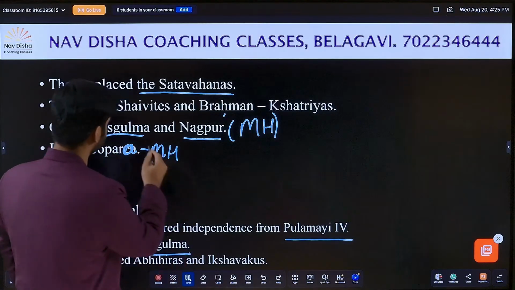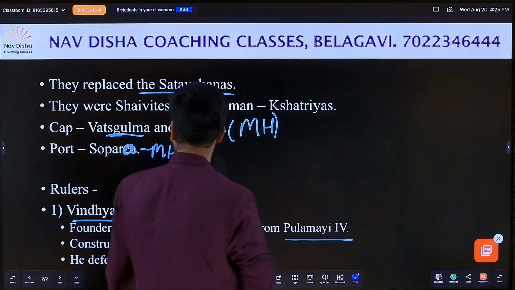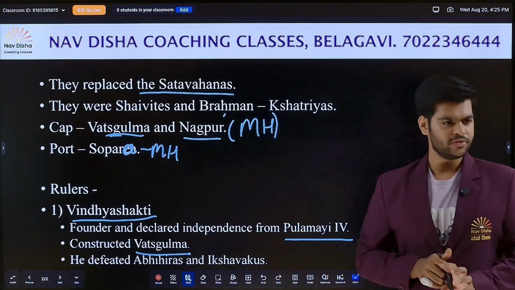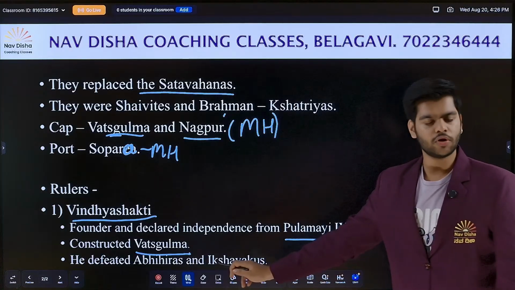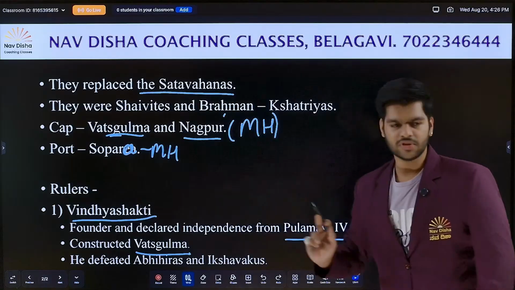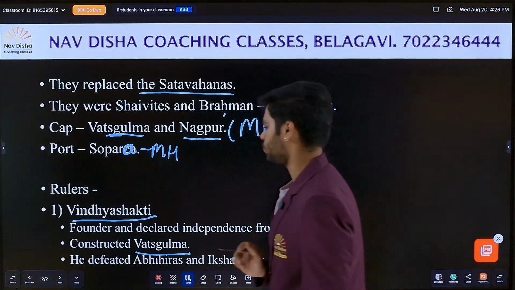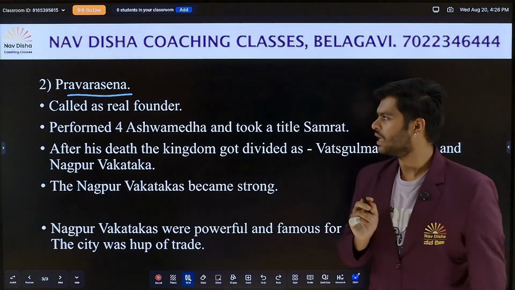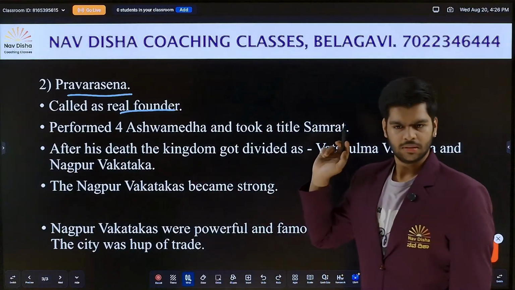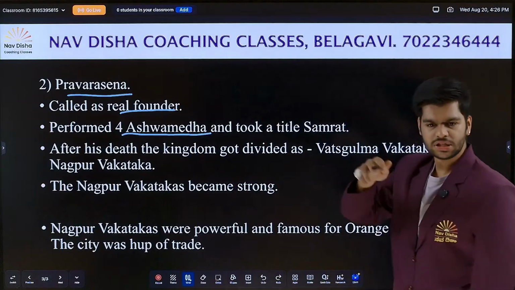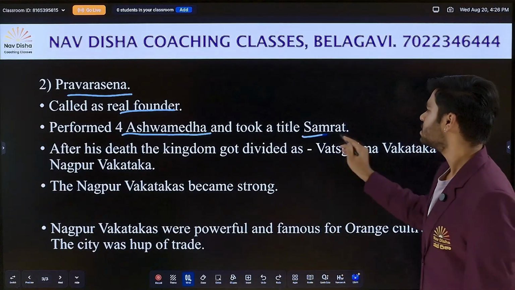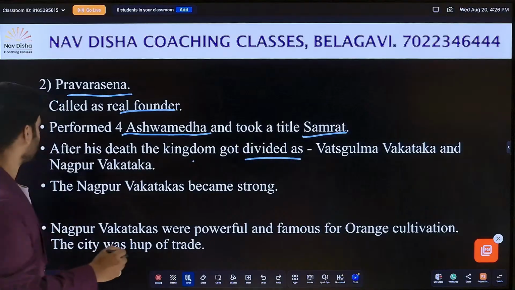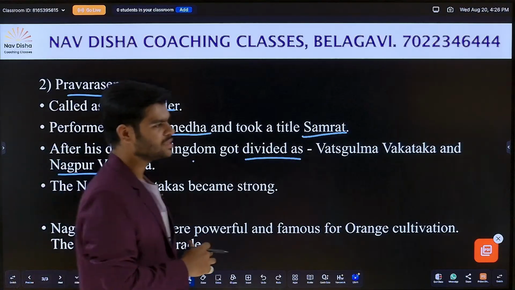Vindhya Shakti constructed the capital Vatsgulma. He defeated the Abhiharas and Ikshvakus, the other two tribal kingdoms which were formed after the Satavahanas, and the Vakatakas occupied their area also. Next comes the second king Pravarasena, called the real founder. He performed 4 Ashwamedhas which expanded the kingdom and took the title Samrat. After his death, the kingdom got divided as Vatsgulma Vakataka and Nagpur Vakataka. So 2 capitals.